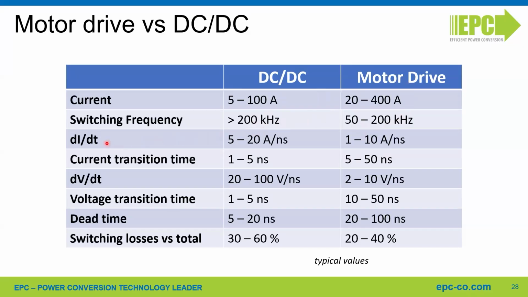The rate of change of the current is lower in the motor drive. Current transition time is about 10 times longer. dV/dt is 10 times smaller in motor drive, so voltage transition time is about 10 times longer. That time is minimized for DC-DC converters to improve the efficiency, while with motor drive, usually we go from 20 to 100 nanoseconds. And usually in motor drive, the switching losses contribution is smaller than for DC-DC converters.